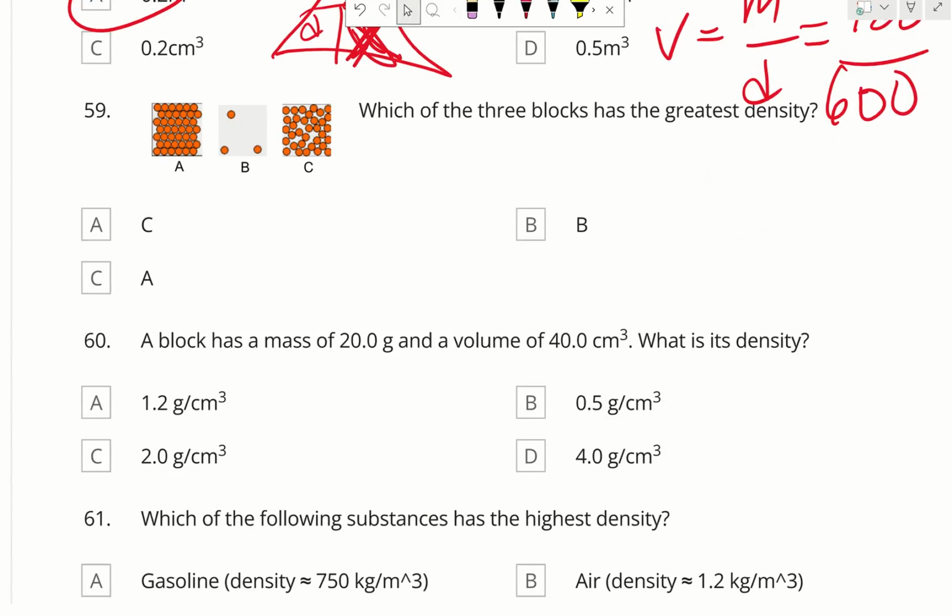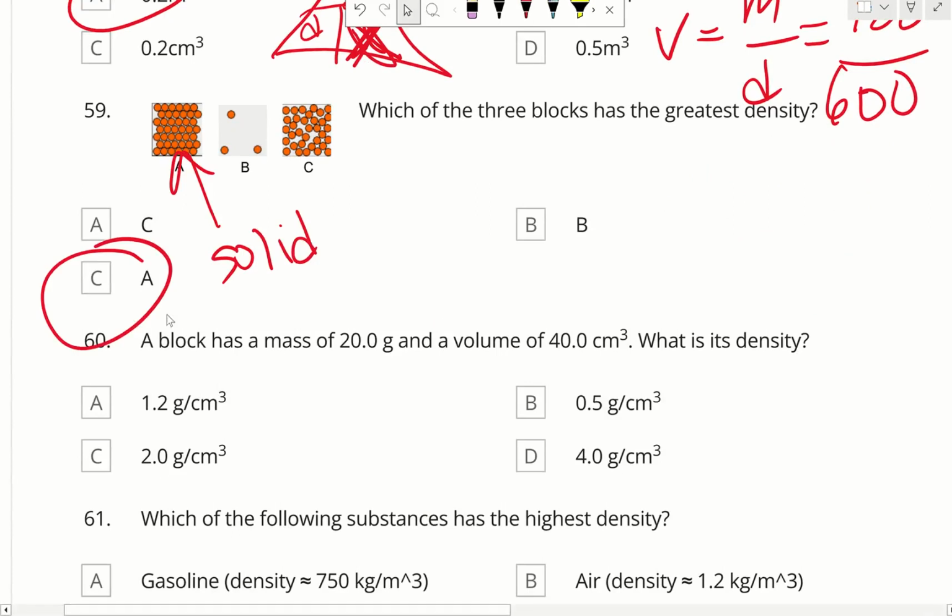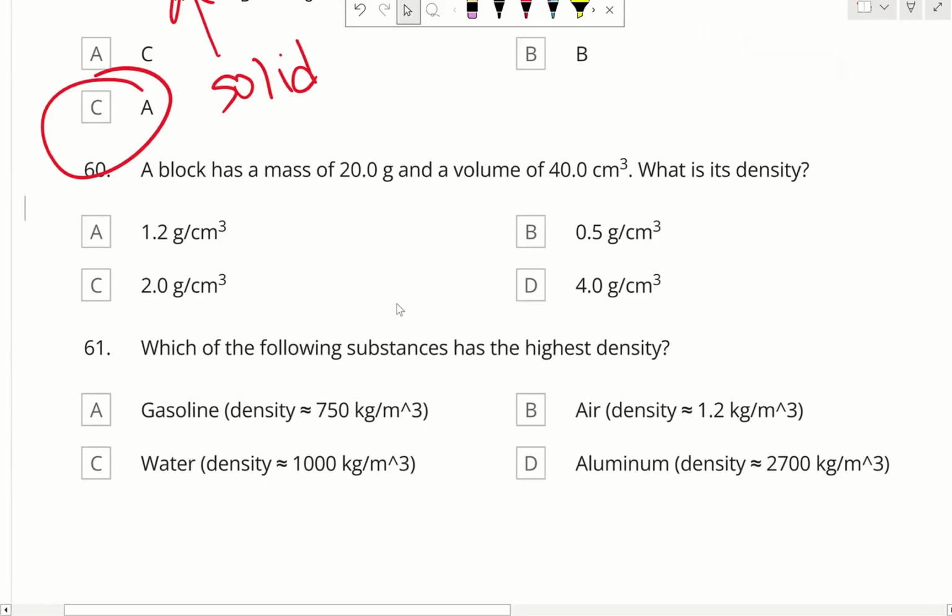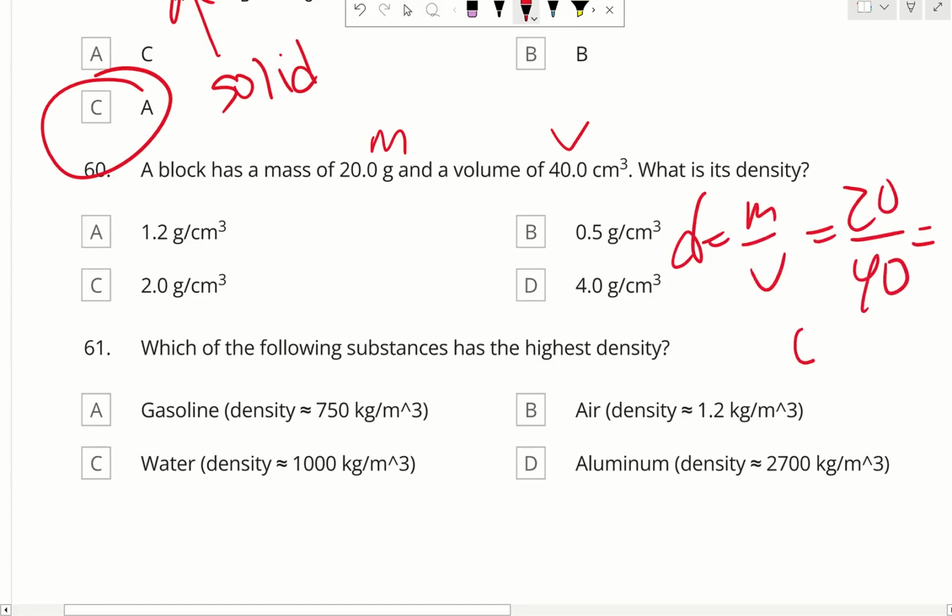Which of the three blocks has the greatest density? So the greatest density is A, which is a solid. It's more dense. The particles are close together. They're packed. A block has a mass of 20 grams and a volume of 40 cubic centimeters. What is the density? So density equals mass over volume, 20 over 40, which is half, 0.5 grams per cubic centimeters.